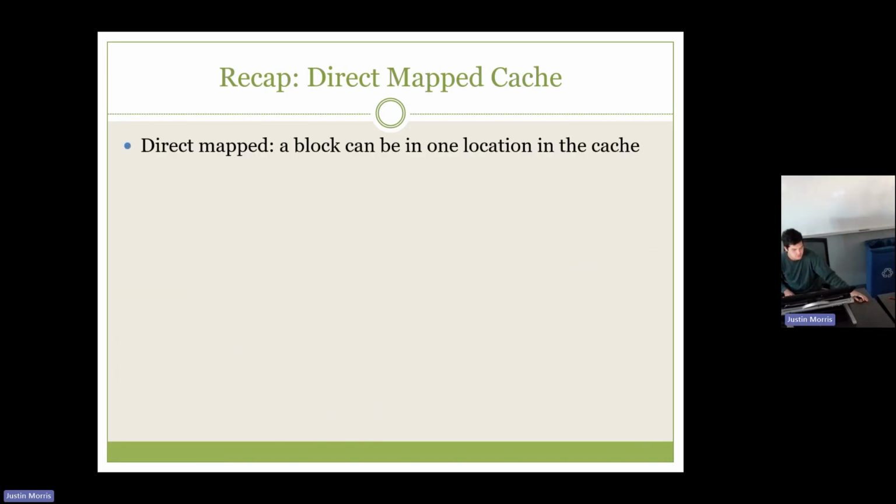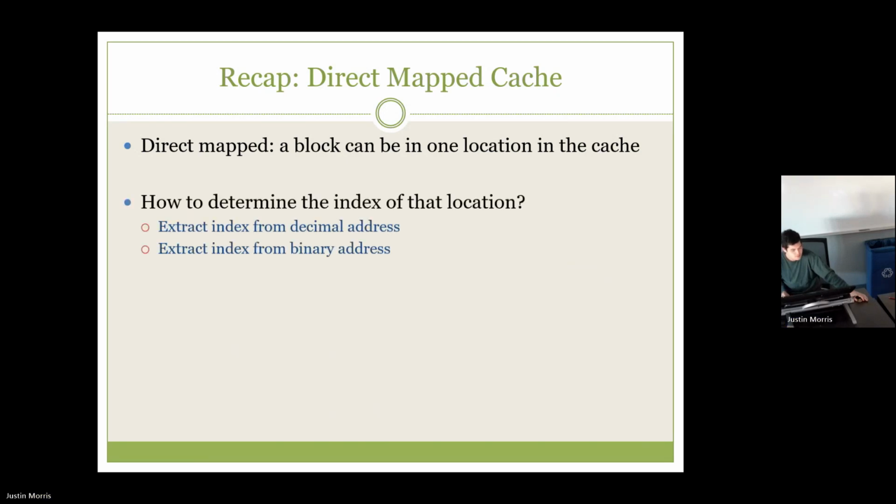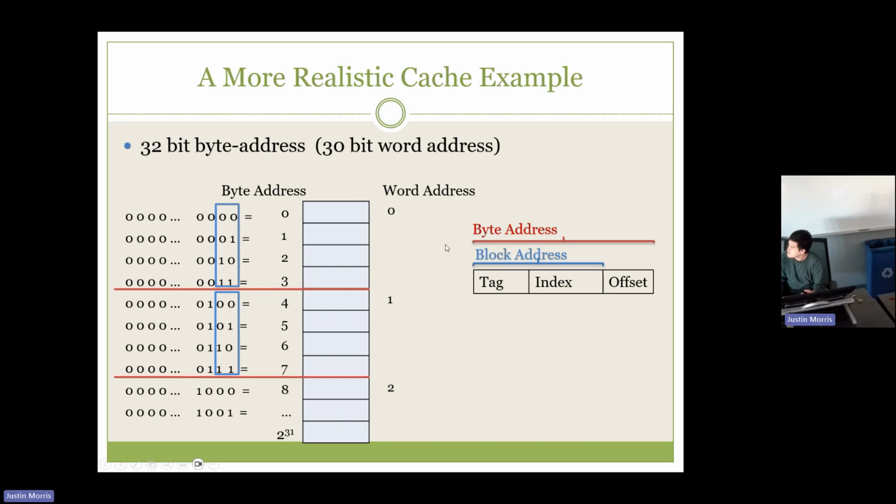All right. So recapping the direct map cache. In a direct map cache, a block can be in only one location in the cache. Okay? It has a unique spot that it uses. And your cache is much smaller than your memory, right? So you have many different memory locations mapping to the same location in the direct map cache. We determine the index of this location by extracting the index from the decimal address by taking the modulus, right? Or we can extract it directly from the binary address by grabbing the lower order bits that correspond to index, right? Like it shows here.